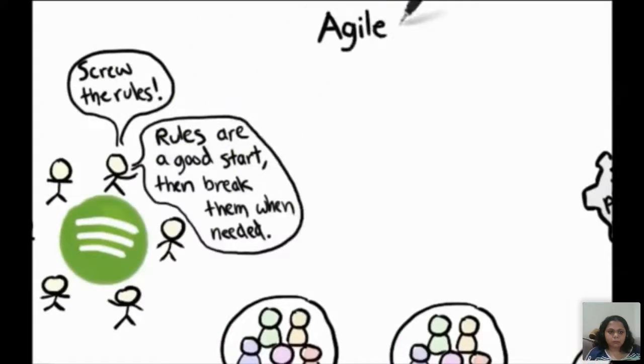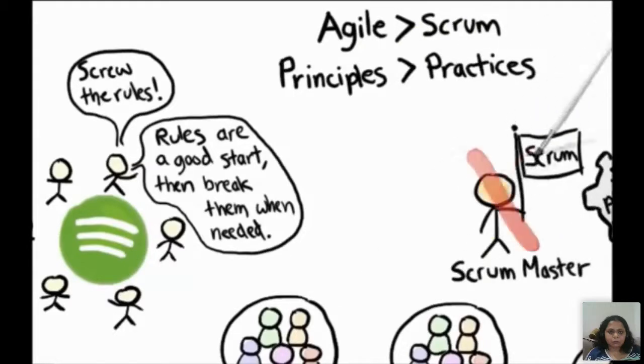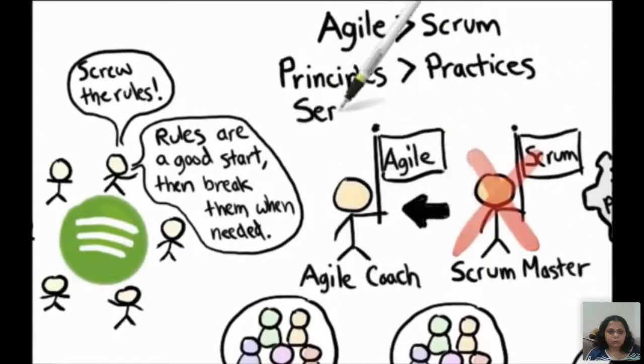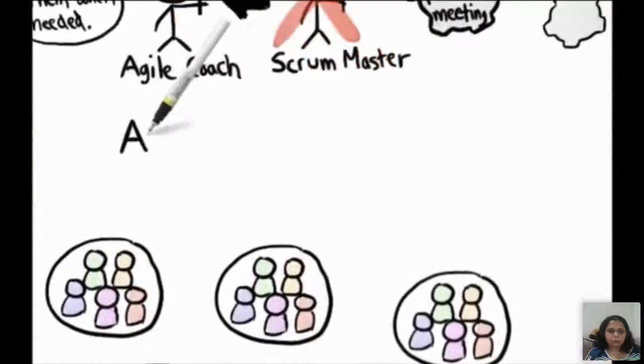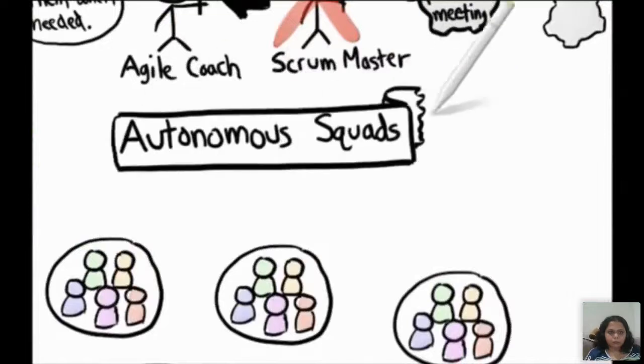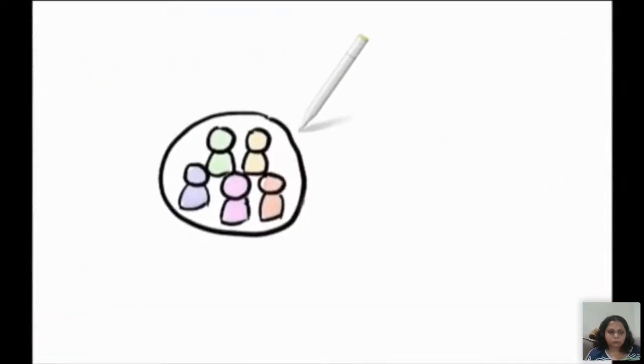We decided that Agile matters more than Scrum, and Agile principles matter more than any specific practices. So we renamed the Scrum Master role to Agile Coach, because we wanted servant leaders more than process masters. We also started using the term squad instead of Scrum team, and our key driving force became autonomy. So what is an autonomous squad? A squad is a small, cross-functional, self-organizing team, usually less than 8 people. They sit together and they have end-to-end responsibility for the stuff they build.